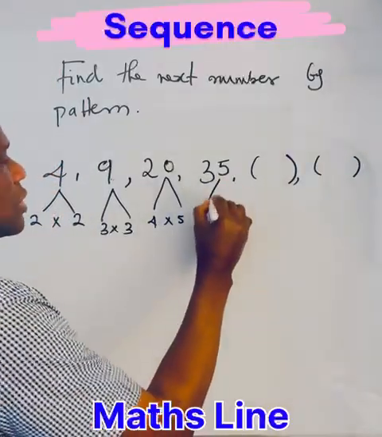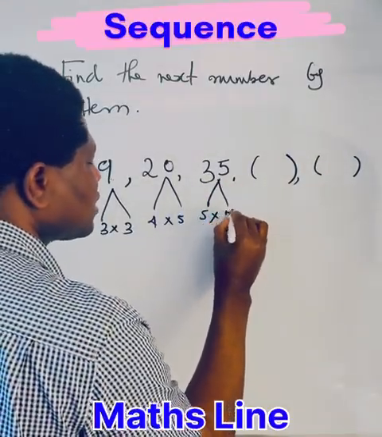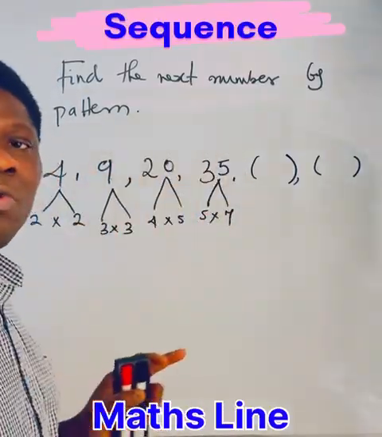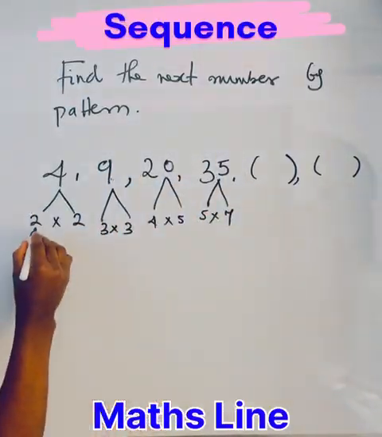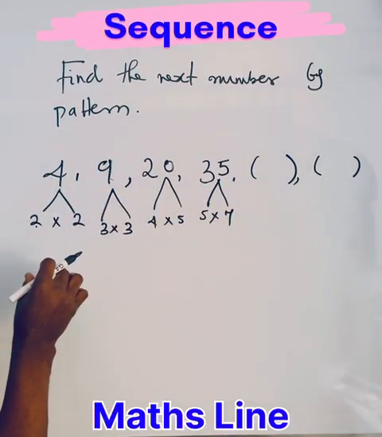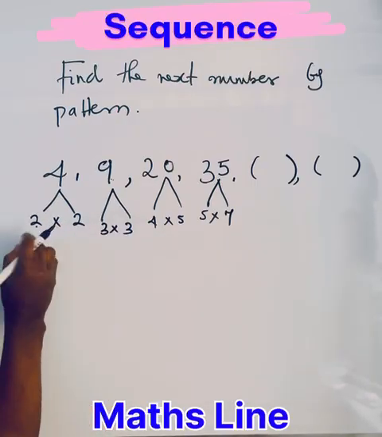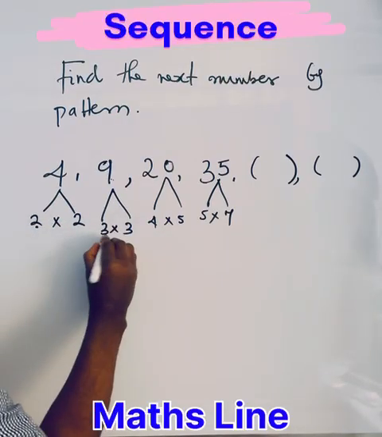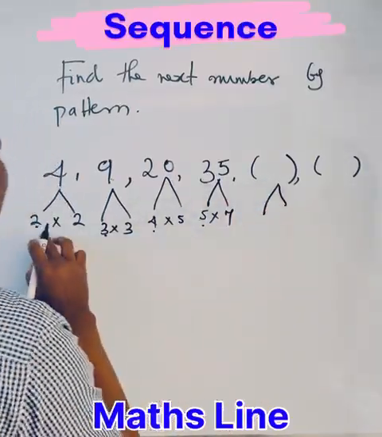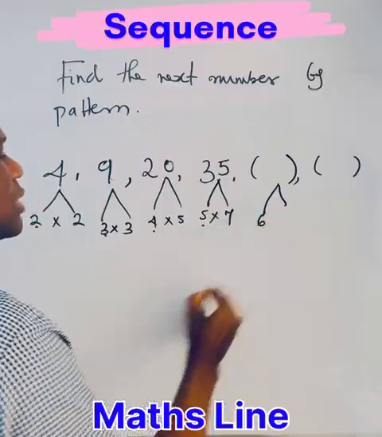Now, let's just look at this. What do you think about this? We can say that this is 5 times 7. And 5 times 7 will give you 35. Now, what you must observe here is that we already have a pattern, because we are expressing these numbers with the product of two numbers. So here we have 2, 3, 4, and 5. So when we come to this one, since we have 2, 3, 4, and 5, this will now be 6.